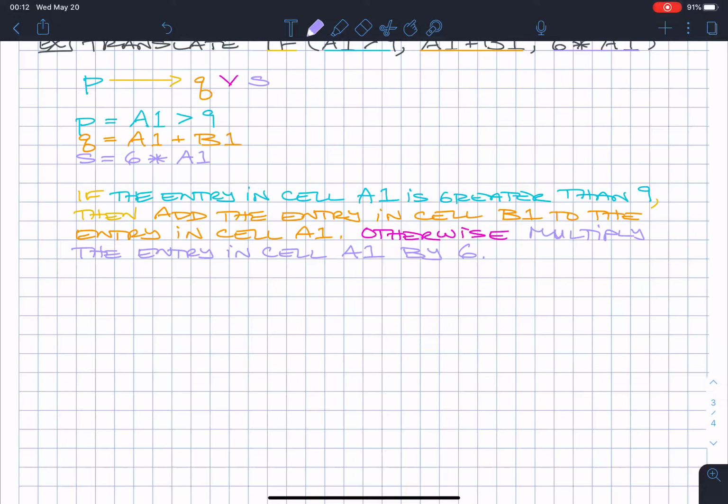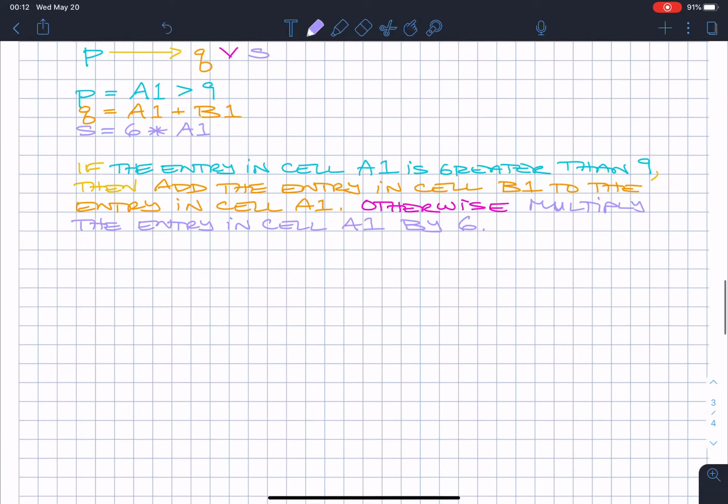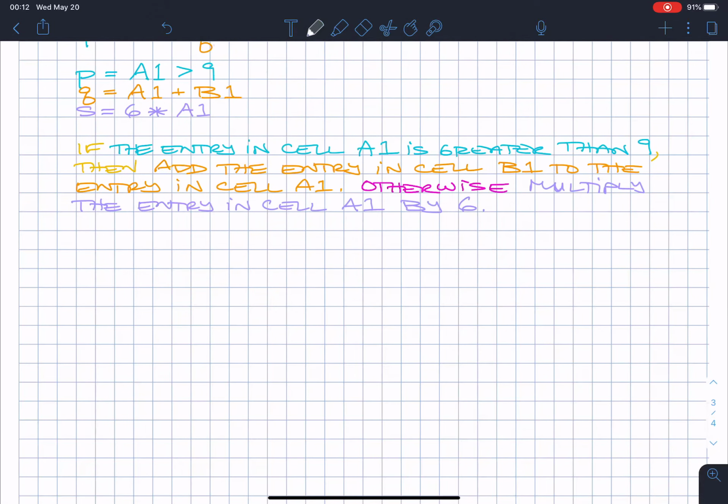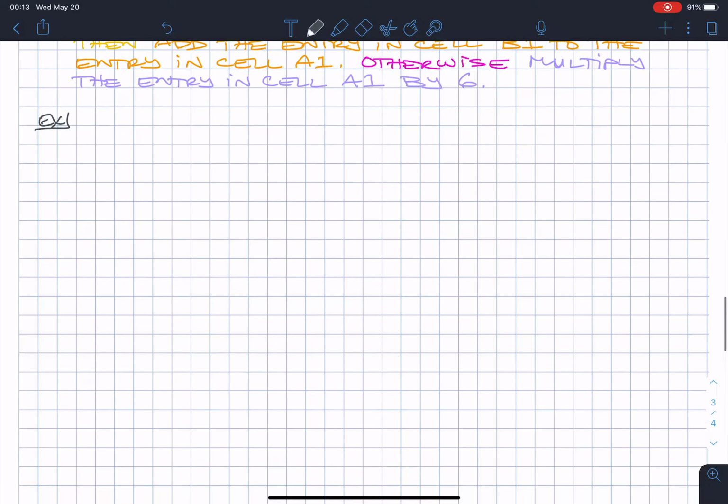Okay, so this is color-coded. We have our if by that big capital IF on the outside of the parentheses. P is the entry in cell A1 is greater than 9. Q is add the entry in cell B1 to the entry in cell A1. And S is multiply the entry in cell A1 by 6. Okay, so hopefully this makes sense. Let's do another one, one that's more applicable to real life, even though there's no real life anymore. So suppose you are taxed.